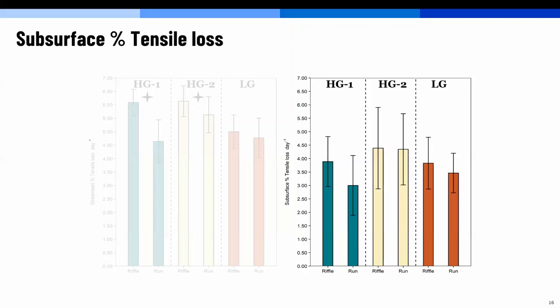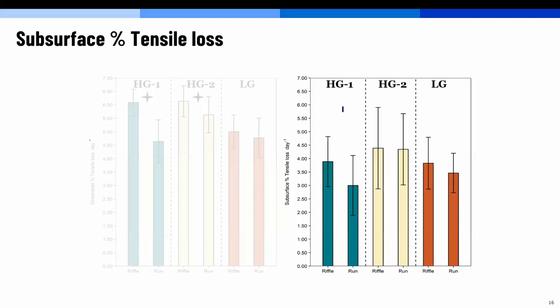Now on to percent tensile loss in the subsurface. First, we can see that generally rates of tensile loss are faster at the stream bed than in the subsurface. And this is a pattern that's consistent with past studies and likely due to less physical abrasion and limited access by microbial and invertebrate decomposers in the subsurface.